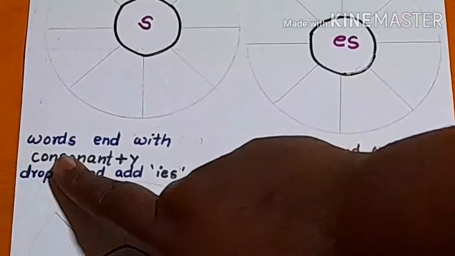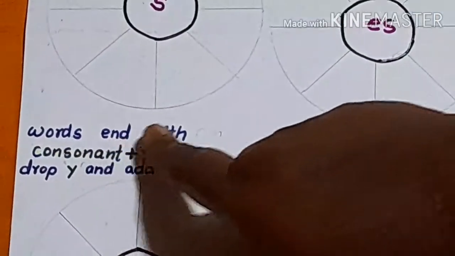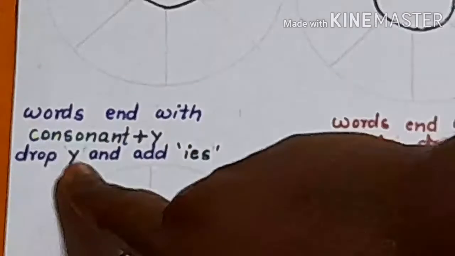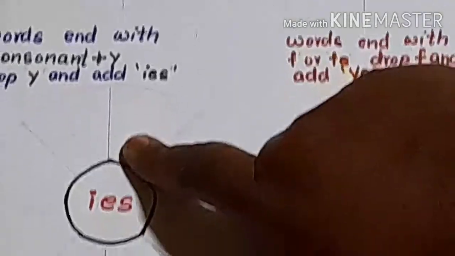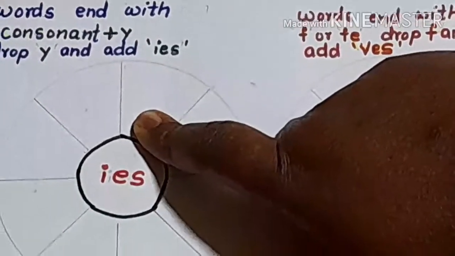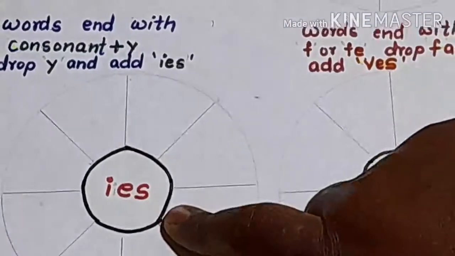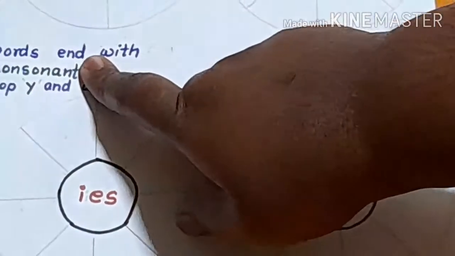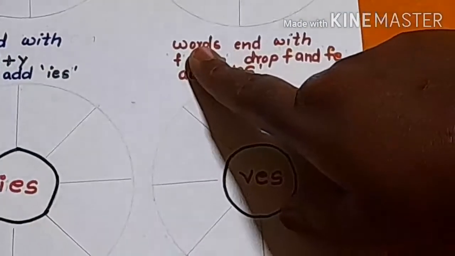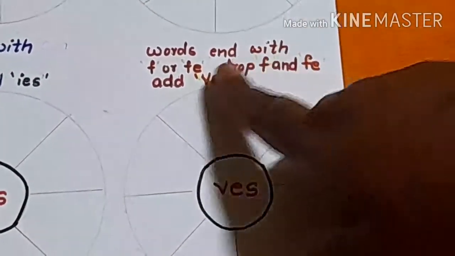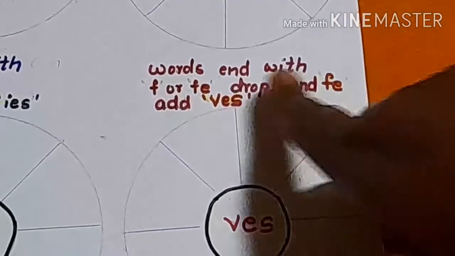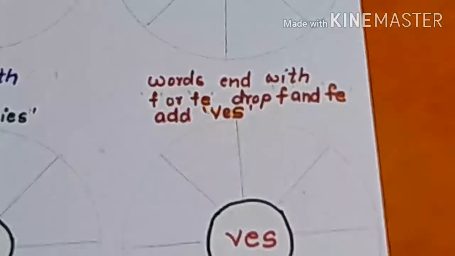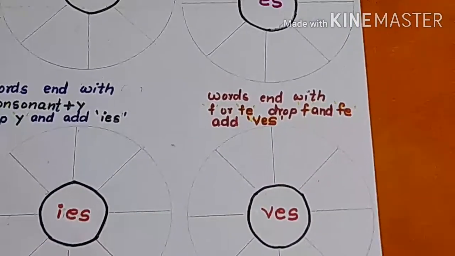The next wheel is the words end with consonant plus y. So drop y and add ies. So which word we are adding here? The plural will be by adding ies. Rules have been written here. So here the last one is words end with f or fe. Drop f and fe and add ves. Let us see how to do the activity.